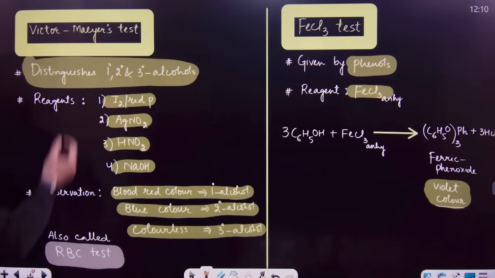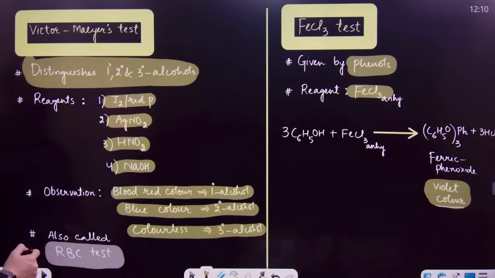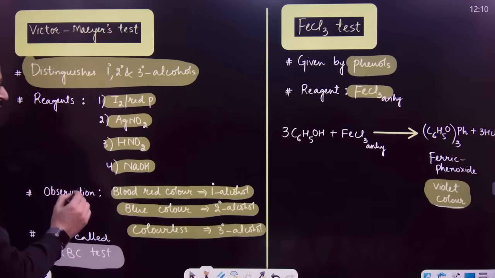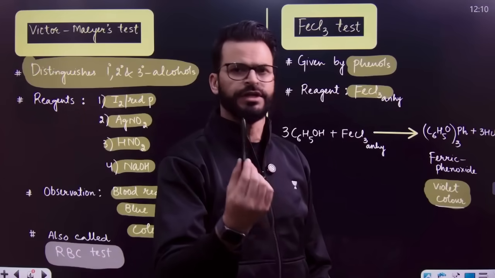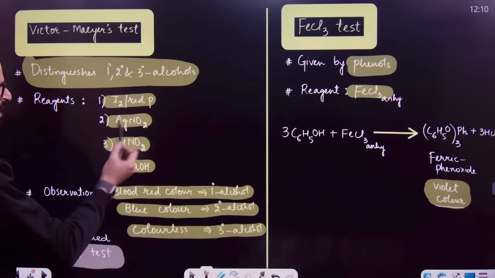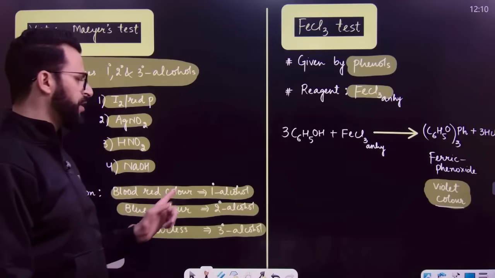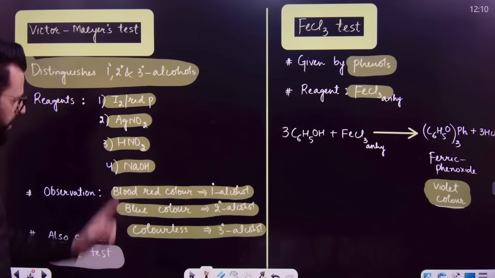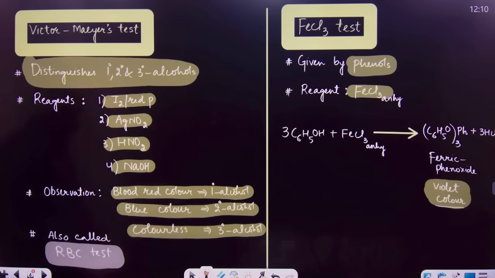After that, we have another test known as the Victor-Meyer test. This is also used to distinguish 1 degree, 2 degree, 3 degree alcohols. What are the reagents over here? If we have a doubt whether the test tube contains 1 degree, 2 degree or 3 degree alcohol, we add these reagents: iodine in presence of red phosphorus, then AgNO2, then HNO2, then NaOH. If a red color appears, it's a 1 degree alcohol. If blue color appears, it is a secondary alcohol. If it is colorless, then it's a tertiary alcohol. Because of these colors, we can also call this test the RBC test, red, blue and colorless test.